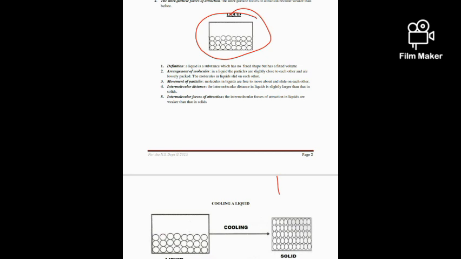Why are we saying the volume is fixed? For instance, if you measure 1 liter of water and pour it into a drum, is the water going to change? No, the water will still remain 1 liter. This means that the volume is fixed.